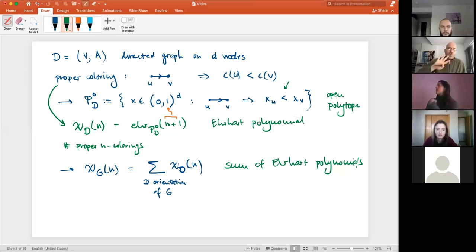Because once I put down a coloring on your graph, then it's proper, then that induces an orientation. Yeah. If I look at an edge and one node has color 3 and the other one has color 5, then my orientation has to go from 3 to 5. Yeah, okay, thanks. It's a good question.